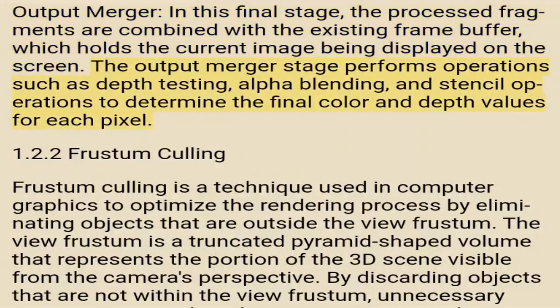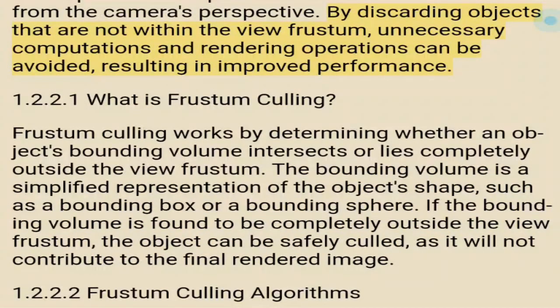The output merger stage performs operations such as depth testing, alpha blending, and stencil operations to determine the final color and depth values for each pixel. 1.2.2 Frustum culling. Frustum culling is a technique used in computer graphics to optimize the rendering process by eliminating objects that are outside the view frustum. The view frustum is a truncated pyramid-shaped volume that represents the portion of the 3D scene visible from the camera's perspective. By discarding objects that are not within the view frustum, unnecessary computations and rendering operations can be avoided, resulting in improved performance.